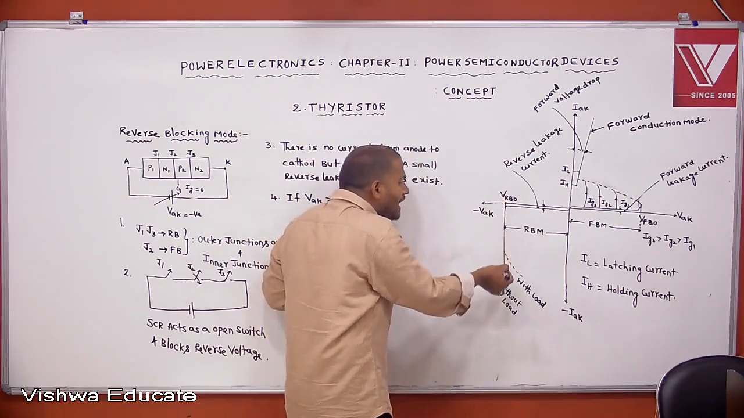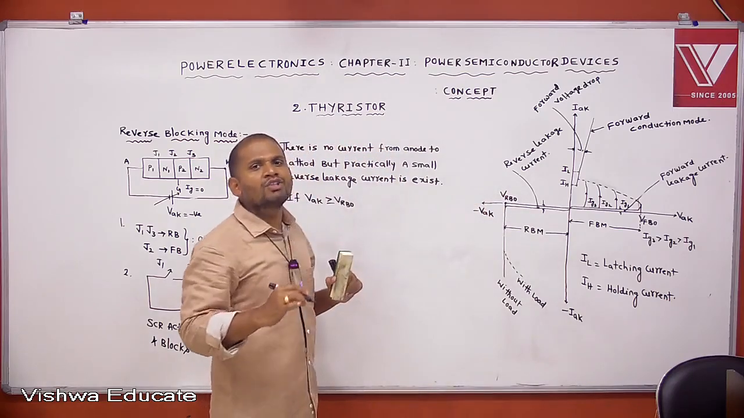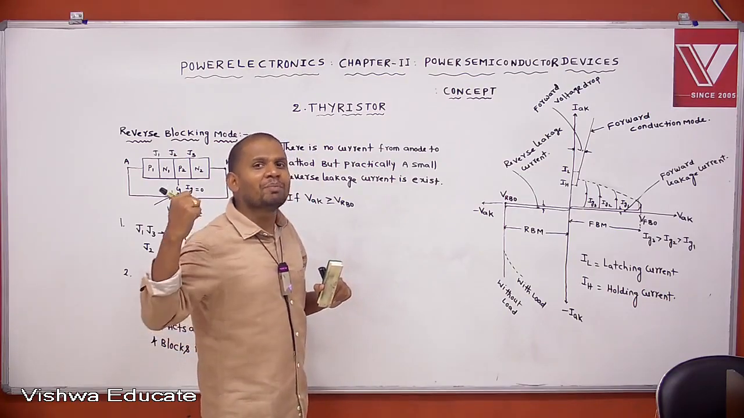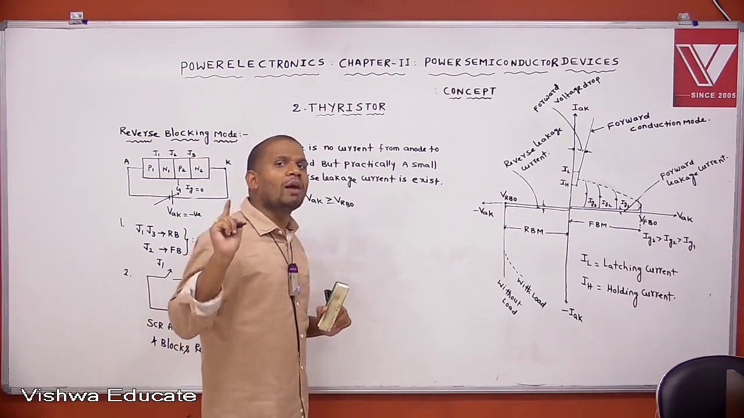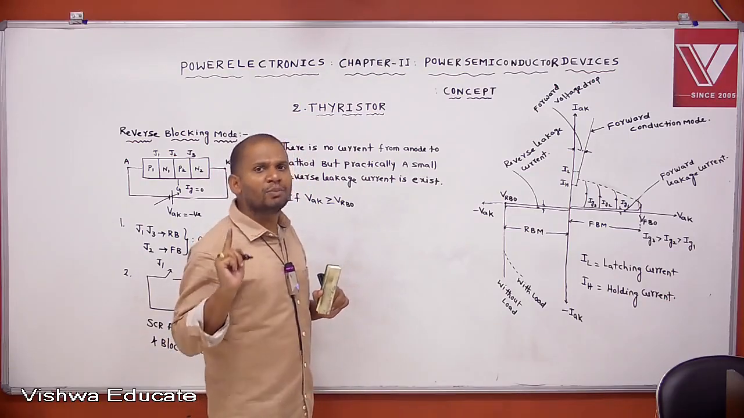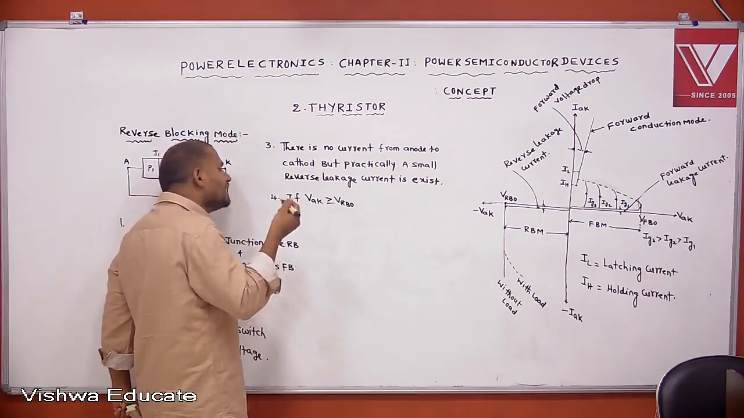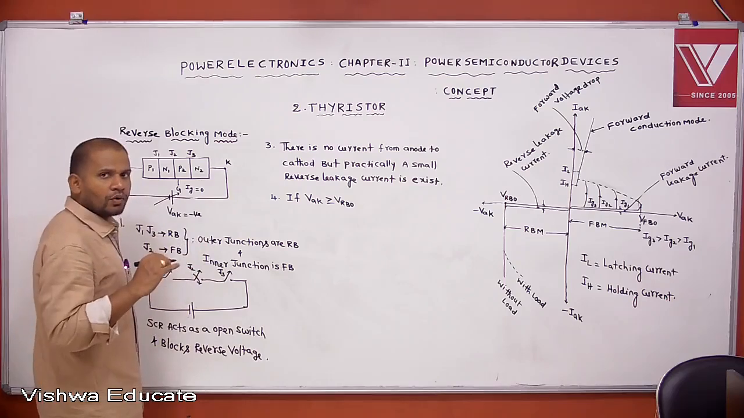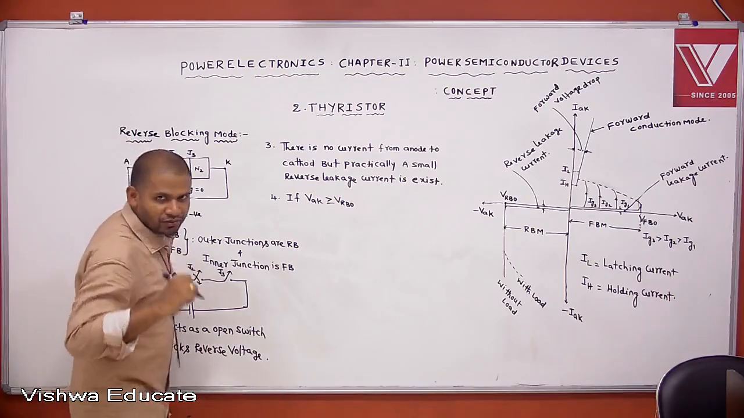Because of this high reverse current associated with the high reverse breakdown voltage, a large power loss exists. Because of the large power loss, there is a high temperature rise and the SCR may be damaged. Hence, don't operate the SCR under reverse breakdown condition. If you operate it there, the SCR may be damaged. If VAK is greater than or equal to VRB0, then J1 and J3 break down. Which breakdown is this? It is avalanche breakdown.